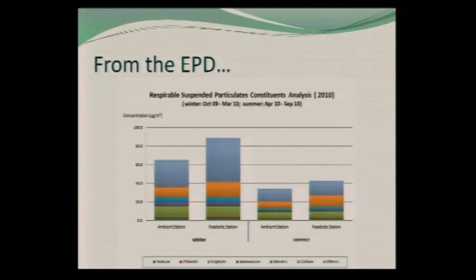From the data of the Environmental Protection Department, sodium is the most abundant substance in respiratory suspended particulates, following by chloride. However, this was recorded in the Hong Kong Observatory. This data is not for Yuen. So, how about Yuen? The sodium is the most abundant substance in the black carbon in Yuen.